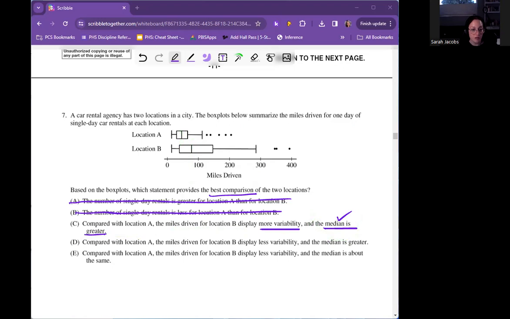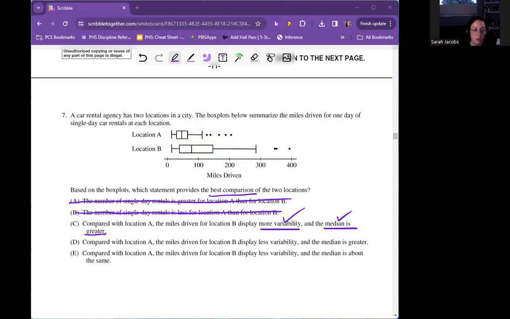In terms of more variability, even with these outliers out here, the overall range for location A is smaller, and we have a lot more clustering around the middle, right? 50% of the number of miles driven for one day at location A are within this tiny little box, whereas even just looking at the 50% for location B, there's a lot more variety in there. So it also has more variability. This is probably going to be our answer. We're going to check the other ones anyway.